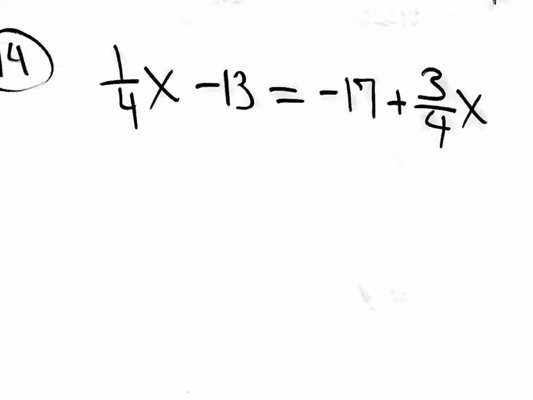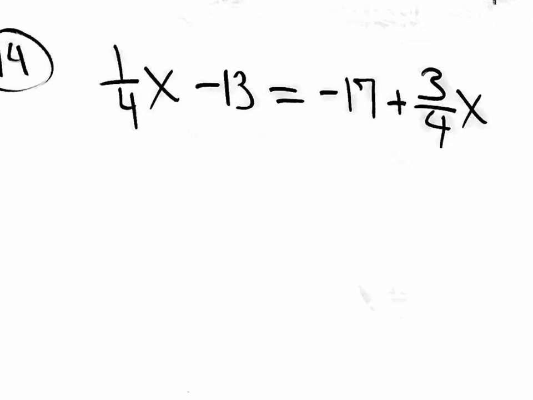Number 14, we have fractions involved. So there's many roads to the same place. You could do this many different ways. One way is to actually move the 1/4 x, subtract 1/4 x, subtract 1/4 x, because you could actually do 3/4 take away 1/4. That'll be 2/4, which is really reducing down to 1/2.